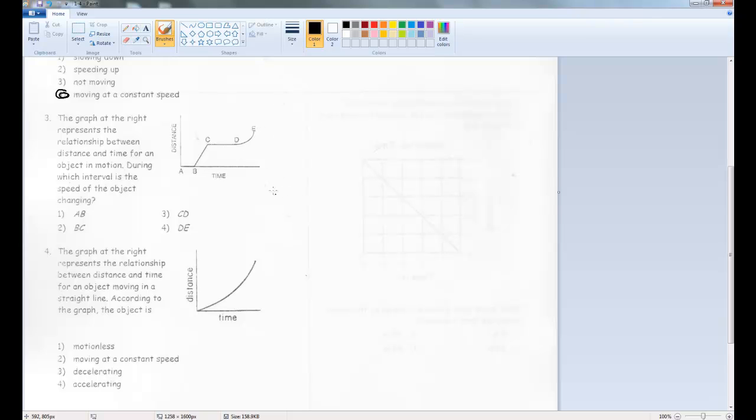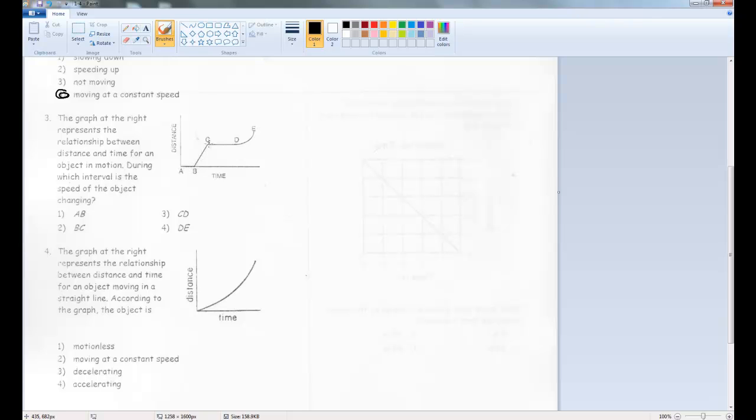All right, number three, the graph at the right represents the relationship between distance and time for an object in motion. During which interval is the speed of the object changing? So we're looking at a distance versus time. We need to figure out when its speed is changing. Well, let's look right here. From A to B, there's no increase in distance. So from A to B, this object is not moving at all.